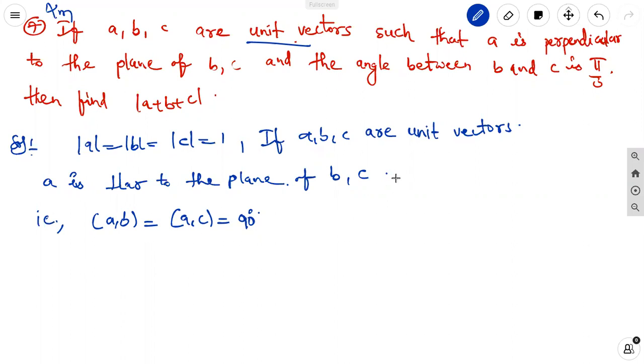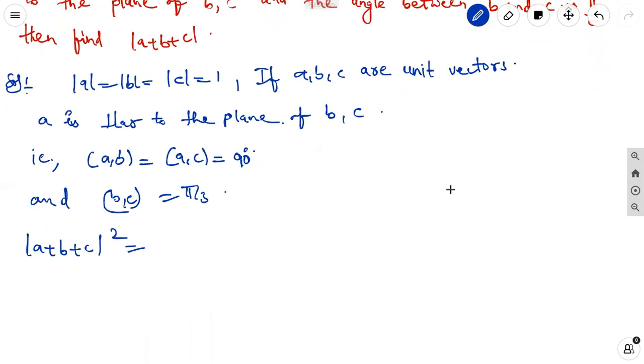Next, angle (b, c) is equal to pi by 3. Next, we can find out the modulus of a plus b plus c, but we can take modulus of (a plus b plus c) whole square. Whole square means already we did in the previous problem, that is (a plus b plus c) whole square is mod a square plus mod b square plus mod c square plus 2 into (a dot b plus b dot c plus c dot a).